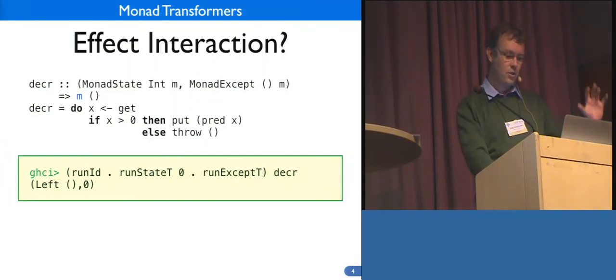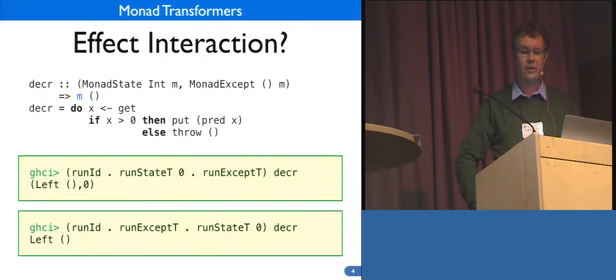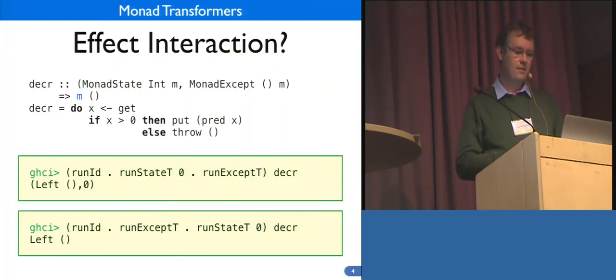All right, but this is one choice. What we can also choose is to run our transformers in a different order. We can first run the state and then the exceptions. And in this case, we get a different kind of result. We just get left unit. We don't get any more information about the state.